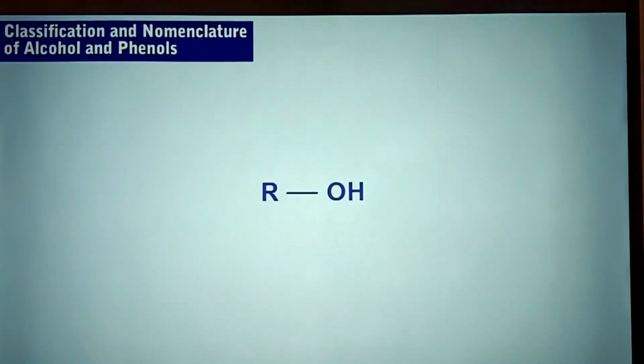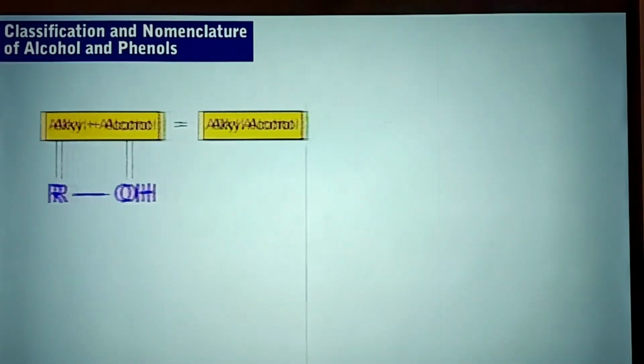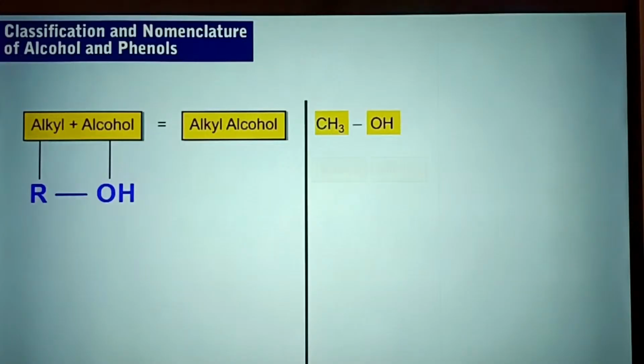Now that we understand the classification of alcohols, let's turn to their nomenclature. The common names of alcohols are derived from the name of the alkyl group, with the yl ending, plus the word alcohol. For example, the alcohol with the formula CH3OH is commonly called methyl alcohol. It contains only one carbon, which corresponds to a methyl group.